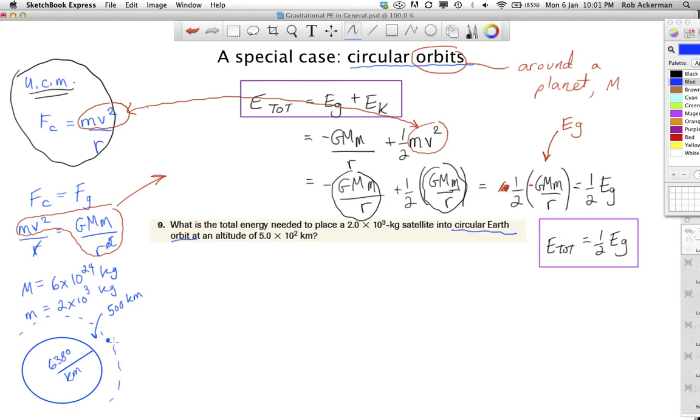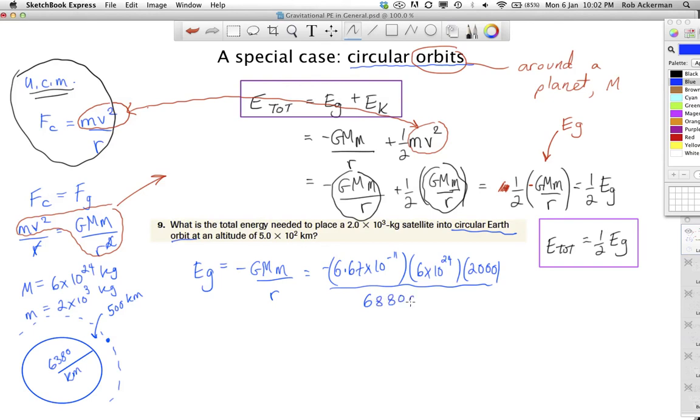Well, at 500 kilometers above the surface, the first thing I can do is write the Eg. Eg is always negative GMm over your distance from the center. And so if I plug in the numbers, I have negative G times big M, mass of Earth, little m, mass of satellite, over the distance from the center, and this will be the 6380 kilometers plus the 500 to give me 6880 kilometers, but I've got to get that into meters. Be careful, don't square. This is not the force formula, it's the energy formula. And what do you get?